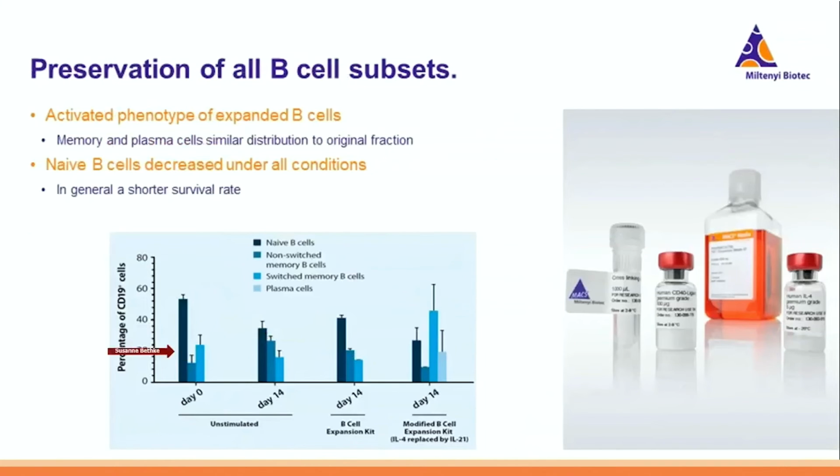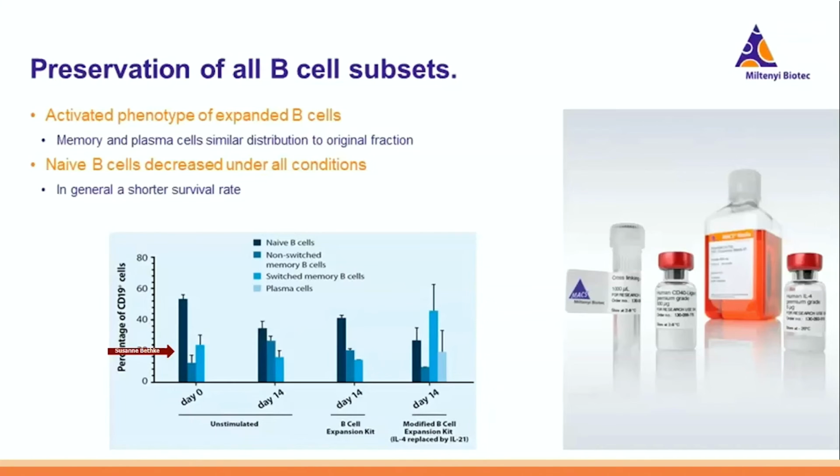And here is the original fraction on day 0. And you see that the naive B cell population goes down a bit, but that is just due to the fact that they have a shorter survival rate in general. So they usually die after a while.